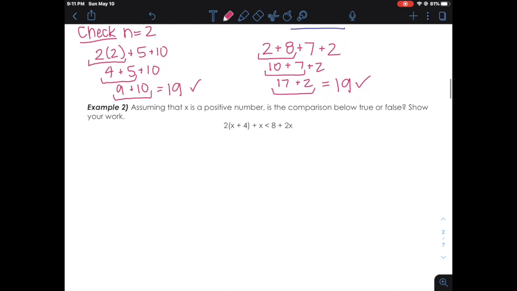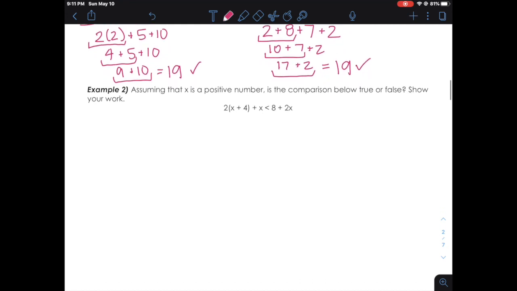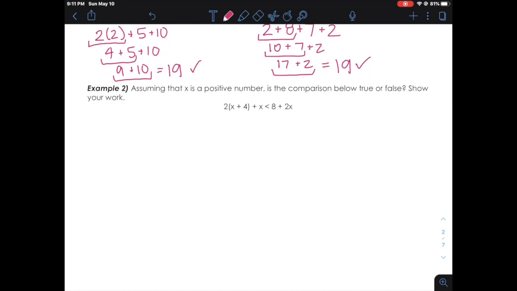All right, let's move on to example number 2. Assuming that x is a positive number, is the comparison true or false? Show your work. So let's go ahead and annotate our text and let's remind ourselves that that symbol right there is the less than symbol. Okay, so we're looking for our left side to be less than our right side.